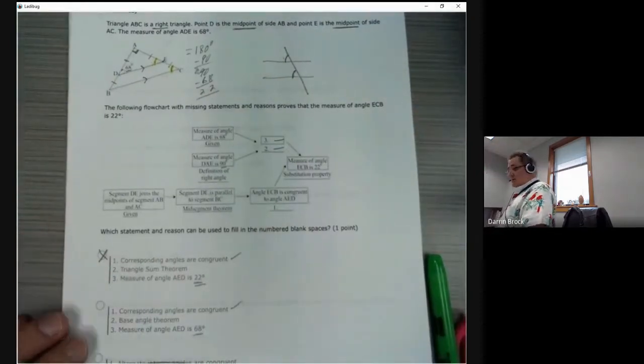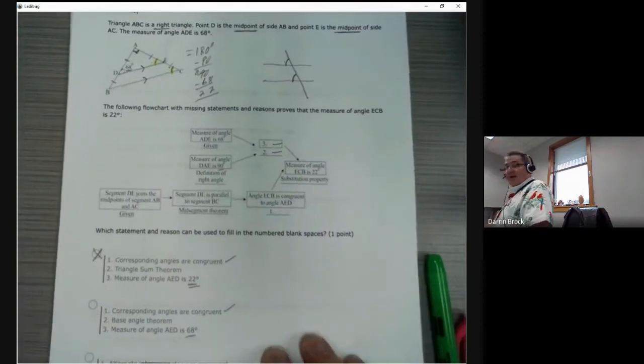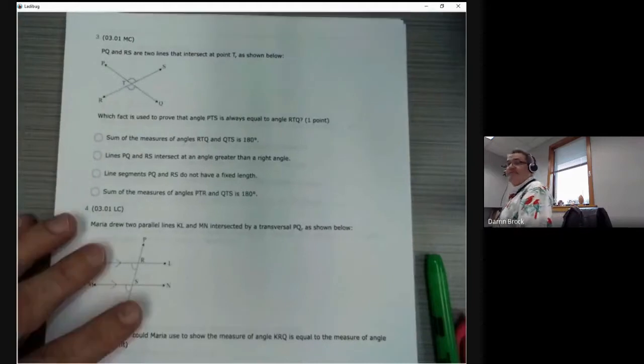Process of elimination, looking to see what it's saying is true, and we can eliminate answers till we get to the correct one. All right, number 3.